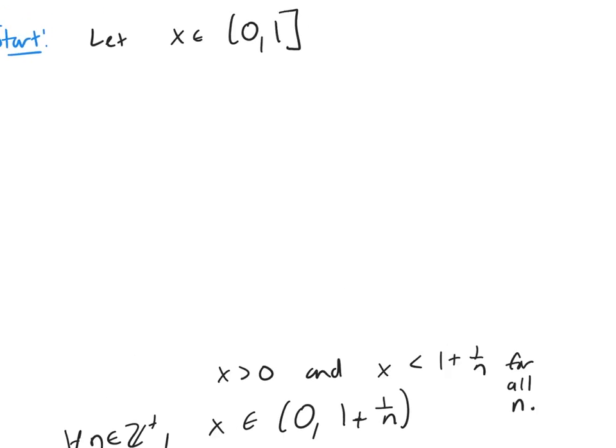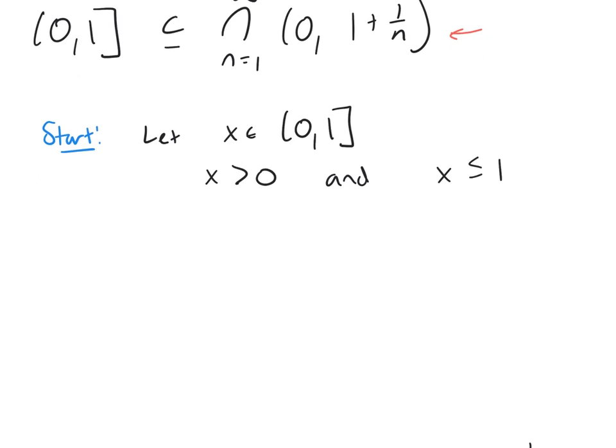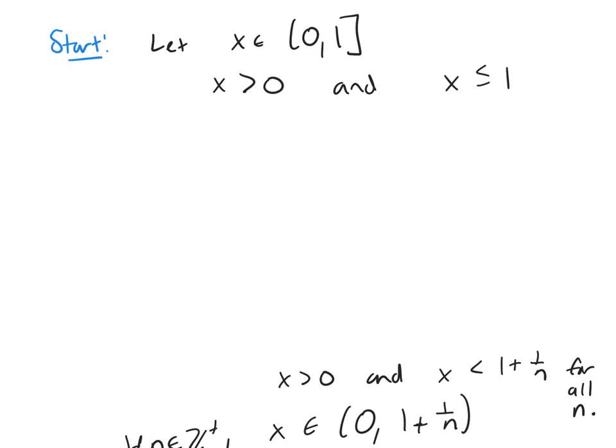So let's go back to our start here. If we're in this interval from 0 to 1, that means x needs to be bigger than 0 and x needs to be less than or equal to 1. Well, if you look, we've already got one of the things we needed for our conclusion. At the end, I needed x is greater than 0, and I've already got that. So I'm good to go. There's nothing for me to do for that part. But I still need this other part right here.